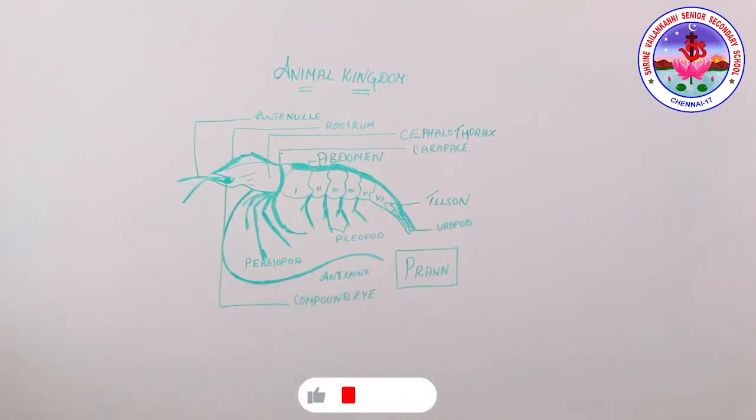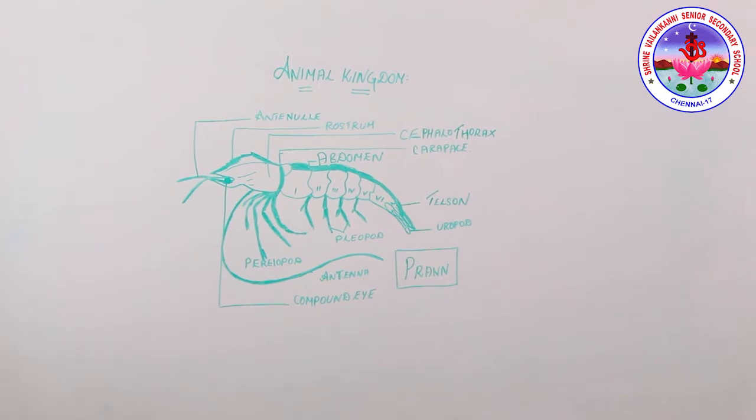The body of a prawn is elongated, bilaterally symmetrical and spindle shaped. The body of the prawn is divided into cephalothorax and abdomen. The cephalothorax is again divided into two portions: cephalo means head, and thorax means the neck region below. The head is the anterior part of the cephalothorax. In the head, there are 5 pairs of segmented appendages: antennule, antenna, mandible, maxillule and maxilla.